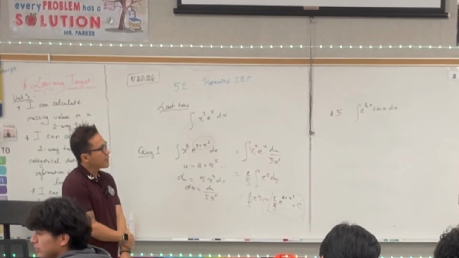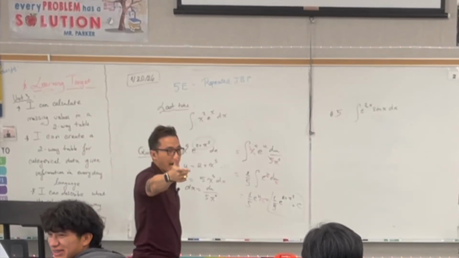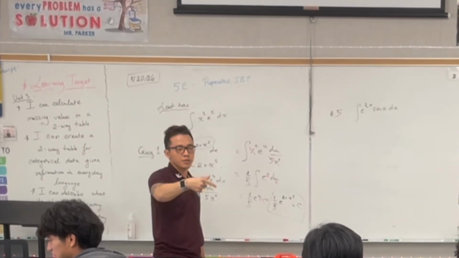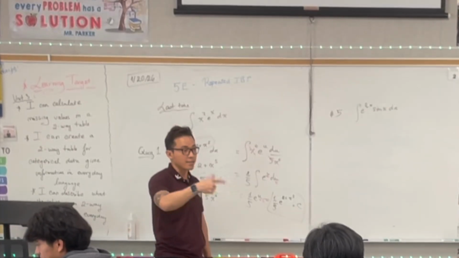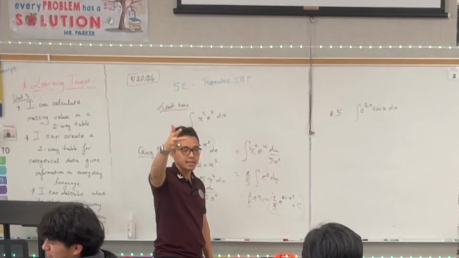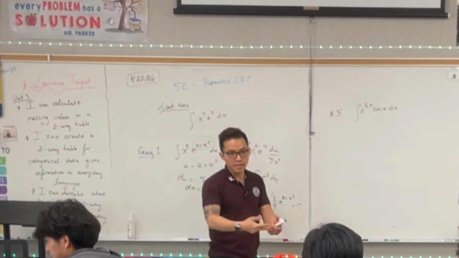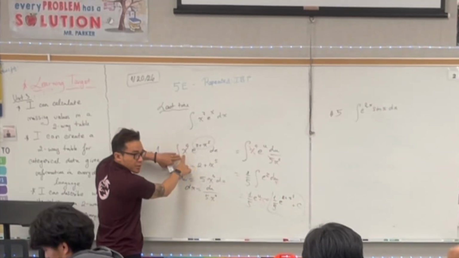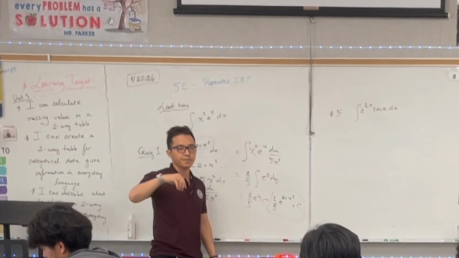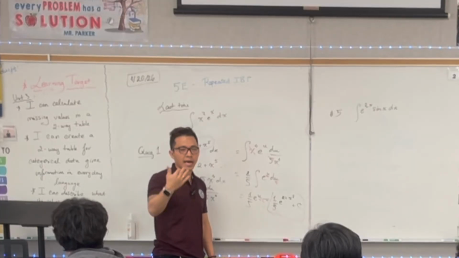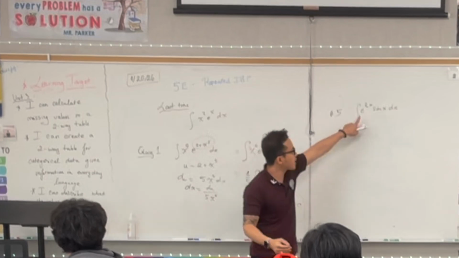All right, number 5. LIATE. What does the I stand for? Inverse. Give me some samples: sine inverse, cosine inverse. A, algebraic. Give me some samples: x squared, x^5, x^4. This is algebraic, the polynomial. T, trig: sine, cosine. And the last one, the least priority, exponential.